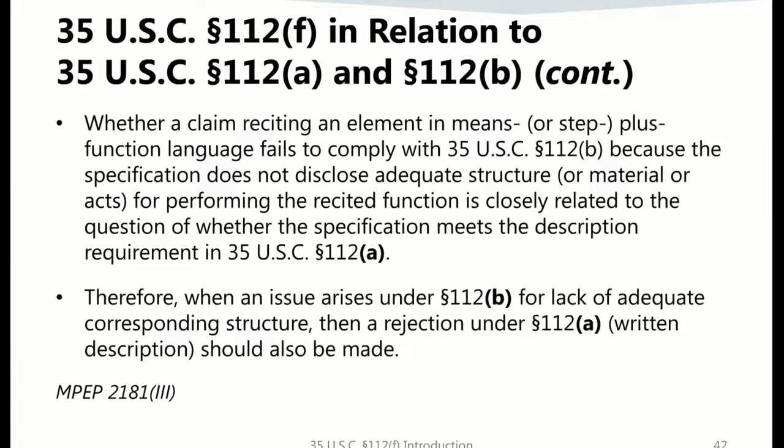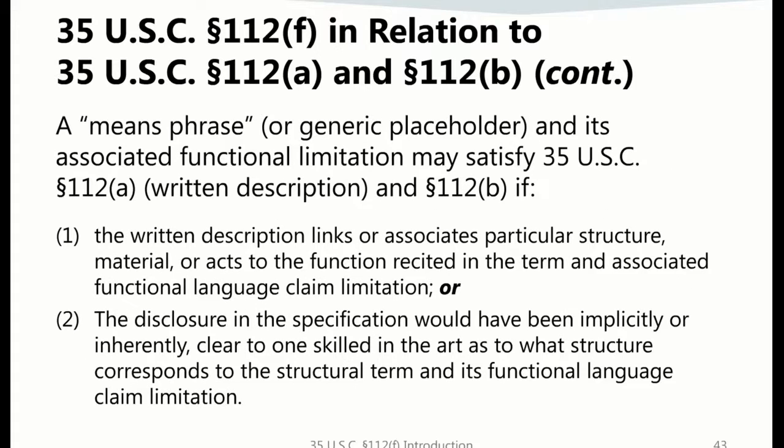For all claim limitations invoking 112(f), a rejection under 112(a) typically accompanies a rejection under 112(b). A term in associated functional language satisfies 35 U.S.C. 112(a) and (b) if the written description links particular structure, material, or acts to the recited function, or if it is clear that one skilled in the art would know what structure, material, or acts perform the recited function.